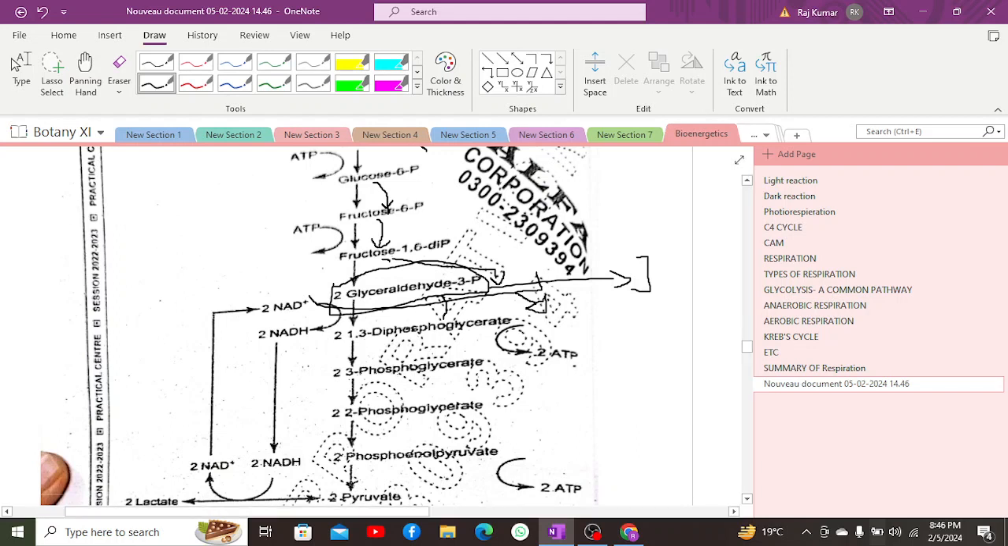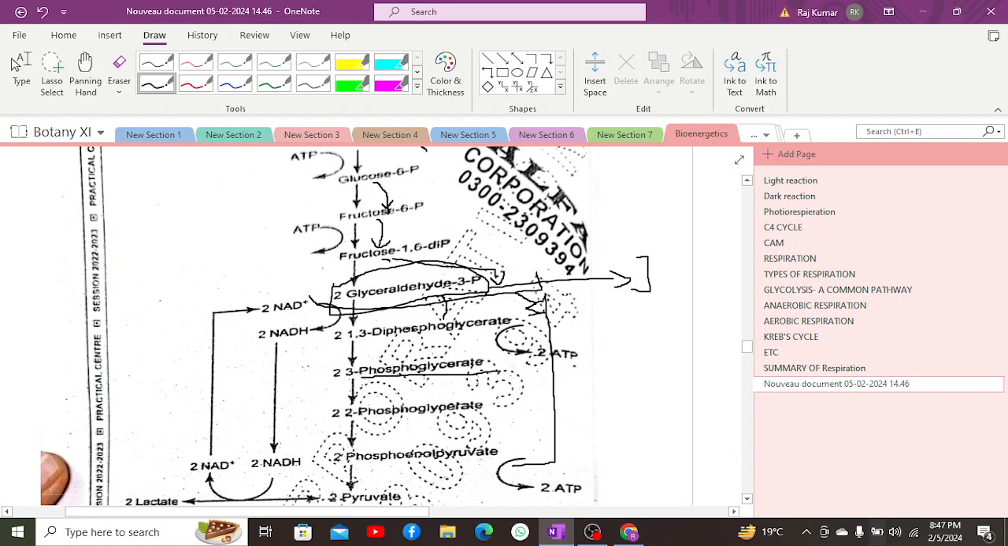One more thing: this payoff phase occurs two times, which means as two molecules of glyceraldehyde 3 phosphate are formed, it will occur two times separately in two chains. Now diphosphoglycerate is formed, and the step which will occur over here is the formation of ATP by an enzyme known as phosphoglycerate kinase, or phosphotransferase. So this would be the enzyme utilized. Two ATP molecules will be formed, and now we have phosphoglycerate.